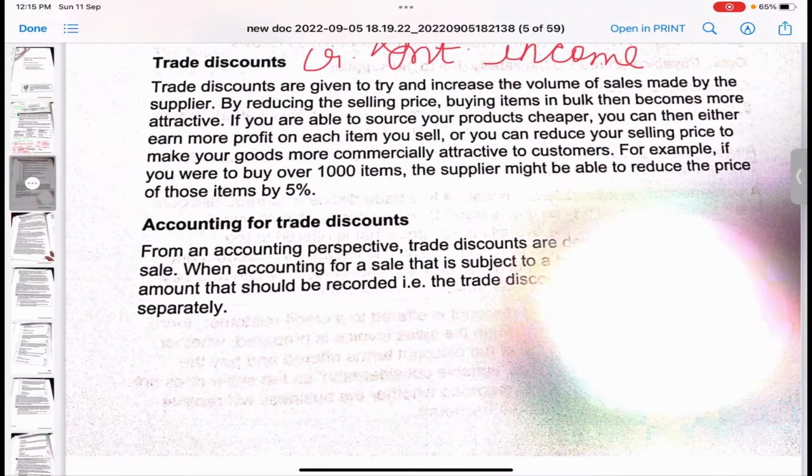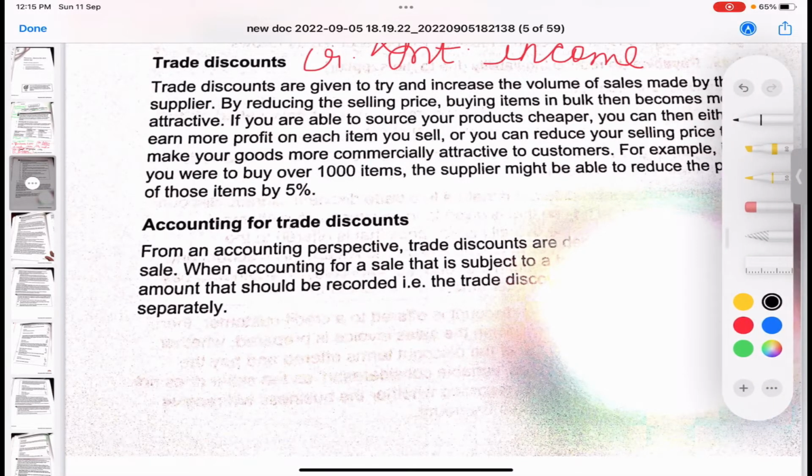Trade discounts are given to try and increase the volume of sales made by the supplier. By reducing the selling price, buying items in bulk then becomes more attractive. If you are able to source your products cheaper, then you can either earn more profit on each item you sell, or you can reduce your selling price and make your goods more commercially attractive to customers. For example, if you were to buy over 1000 items, the supplier might be able to reduce the price of those items by 5%. So what do you understand by trade discount?